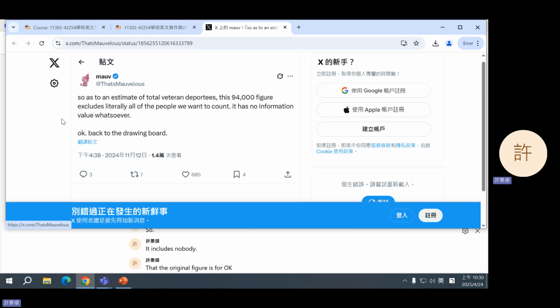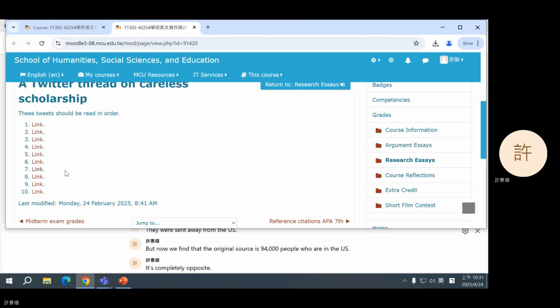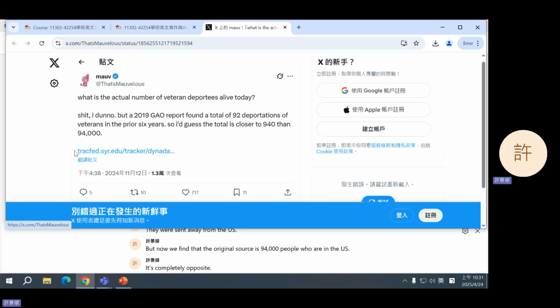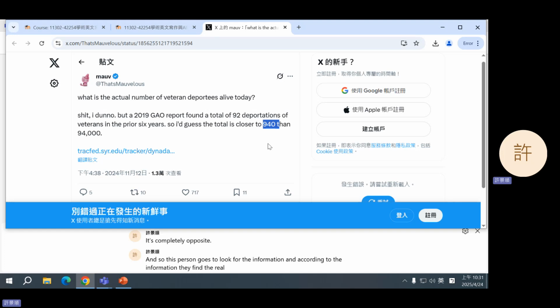Okay, look. The original idea is 94,000 people were deported. They were sent away from the US. But now we find that the original source is 94,000 people who are in the US. It's completely opposite. And so this person goes to look for the actual information. And according to the information they find, the real number is probably closer to 940 instead of 94,000.